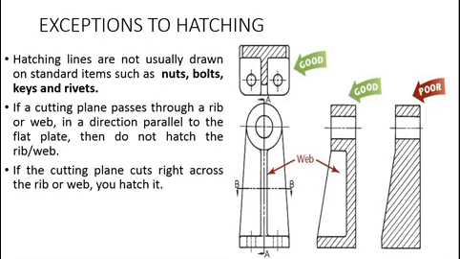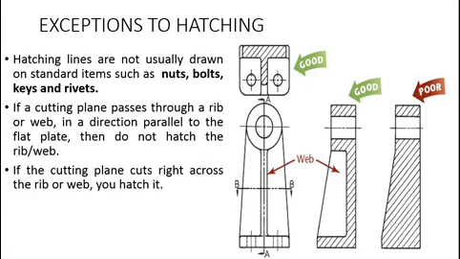It is very important to know that hatching lines are not usually drawn on standard items such as nuts, bolts, keys, and also rivets. So every time you see a nut, a bolt, a key, or a rivet, you just do not hatch it. When you see them, even if the section line passes through them, please make sure that you do not hatch these standard items.